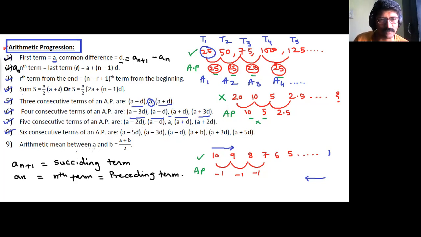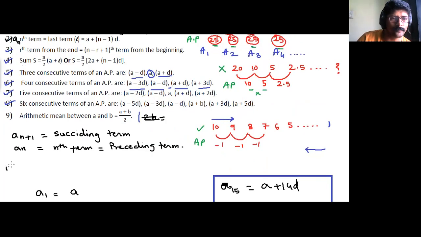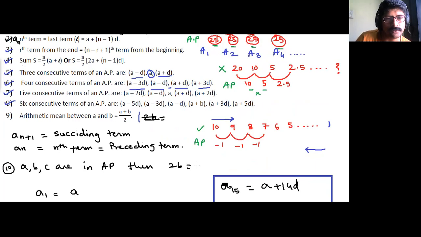No worries. Even if you are not understanding something, there is nothing to worry about. Arithmetic mean between the two terms a and b, what will the mean be? a plus b upon 2. Okay. Or else, here is one more alternative formula I would like to give. It's the same thing. 2b is equal to a plus c. That is for 3 terms, not for 2 terms. If 3 terms are in AP, I'll add one more formula here, the 10th formula. If a, b, c are in AP, then what can we say? 2b is equal to a plus c.